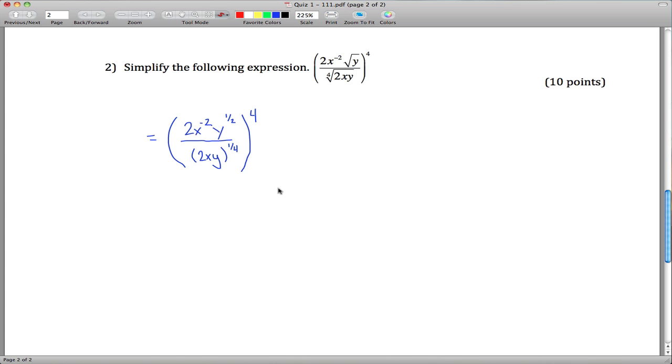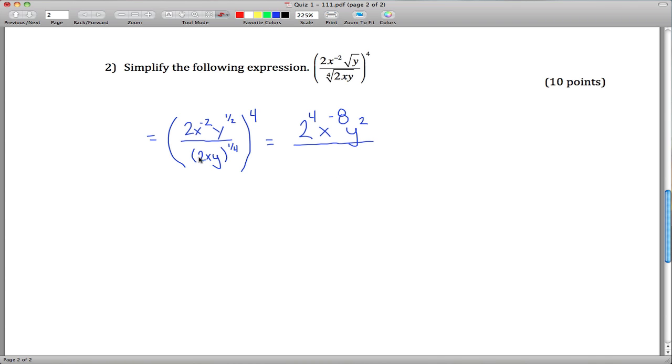Might seem like we've made things harder, but we can now deal with this 4. Right? The 4 kind of distributes down. It goes to all the things up on the top and all the things down on the bottom. So let's see, maybe we'll do up top first. 2 to the 1, 1 times 4 is 4. We've got x to the -2, -2 times 4 is -8. y to the 1/2, 1/2 times 4 is 2. And we've taken care of the top.